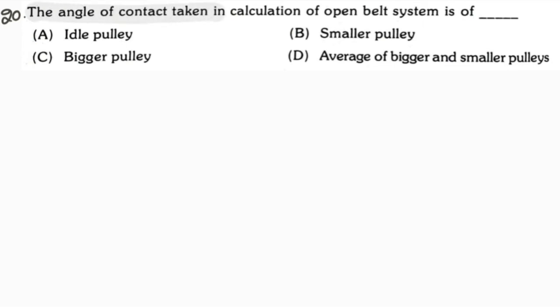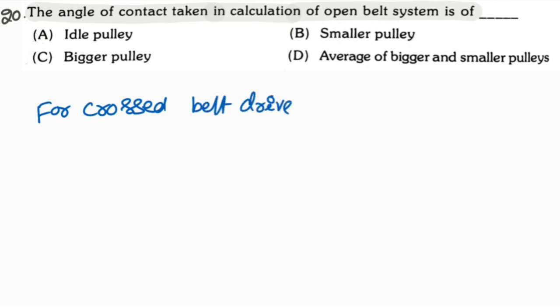The angle of contact taken in calculation of open belt drive is, dear friends, for crossed belt drive, the angle of contact theta in small pulley is equal to angle of contact for large pulley.